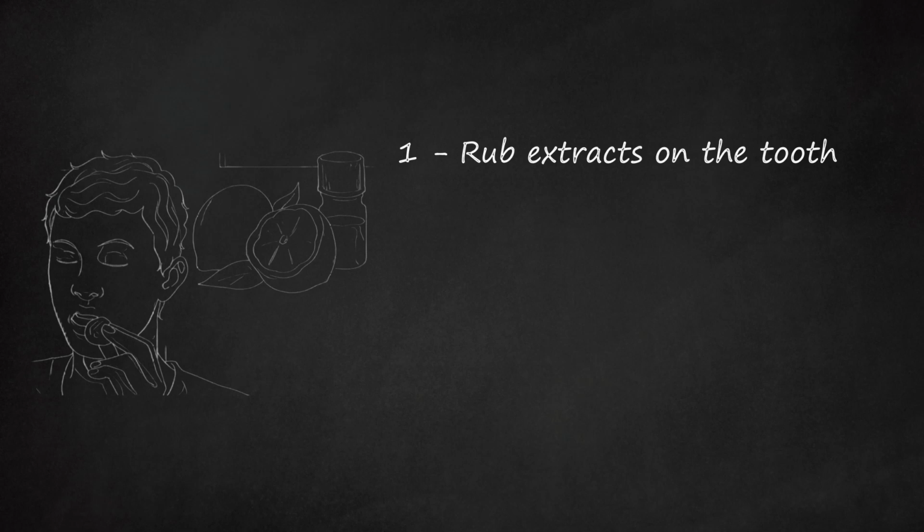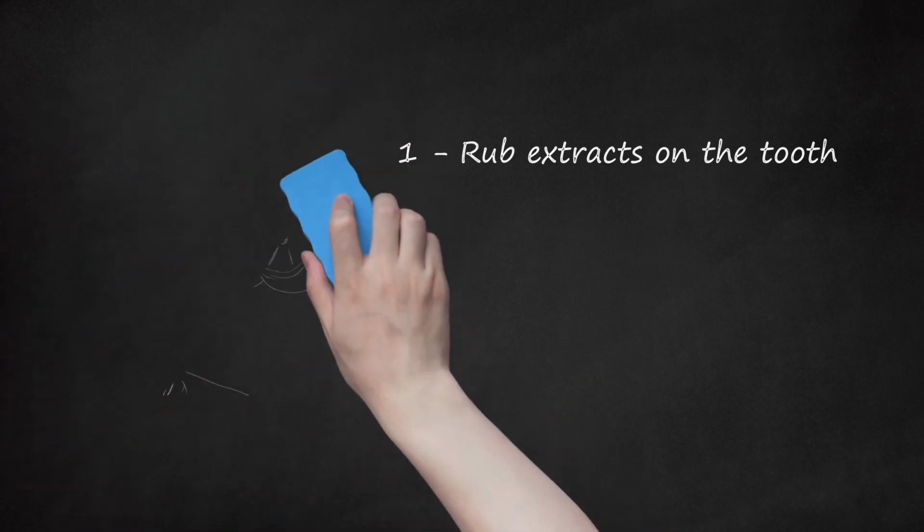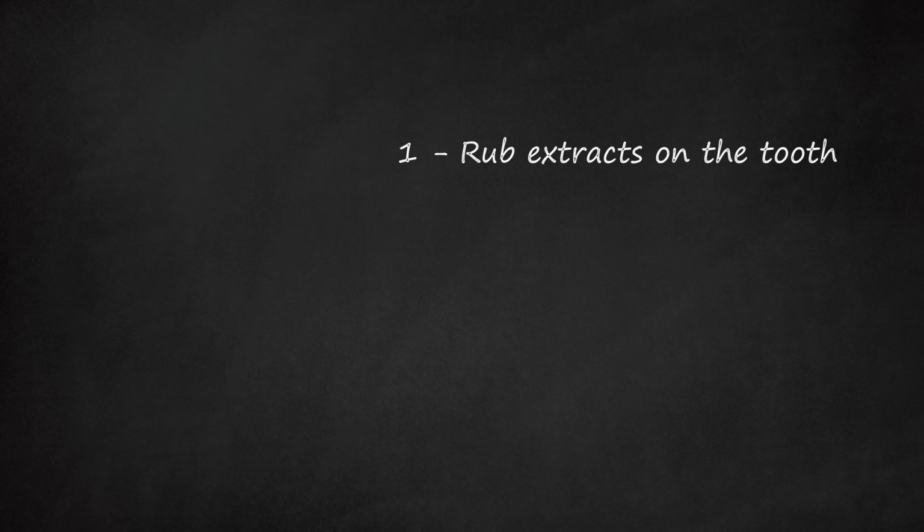Soak a cotton ball in the extract, and then place the cotton ball on the tooth or gum where the ache is. Leave it there for around 10 minutes. You may also choose to put the extract on a Q-tip.